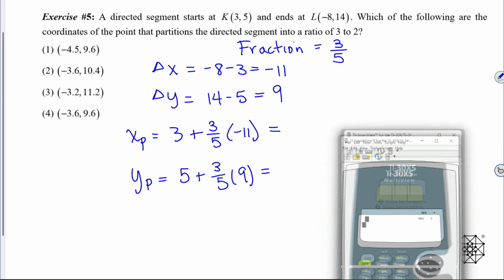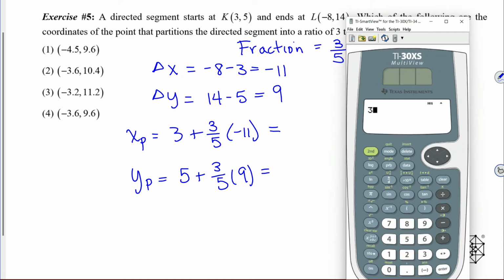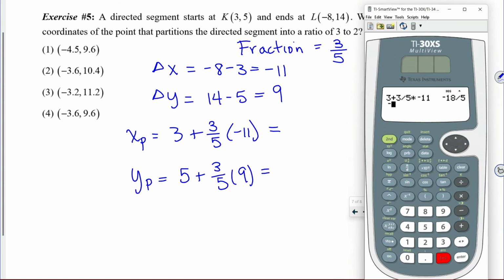All right, let's see what we have. And even on a simple calculator like this, I should be able to do it. 3 plus 3/5 times -11. Oh, really? You're really going to do that? Okay, -18 divided by 5. Still no. Come on. -3.6. This is where that graphing calculator might work a little bit better than the scientific calculator.